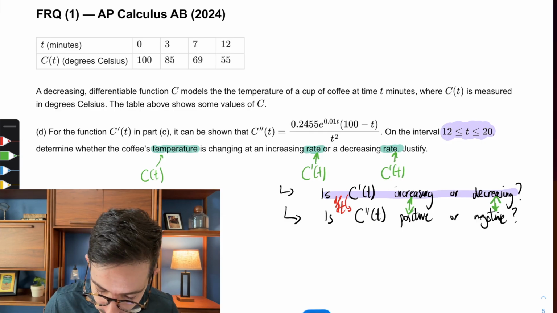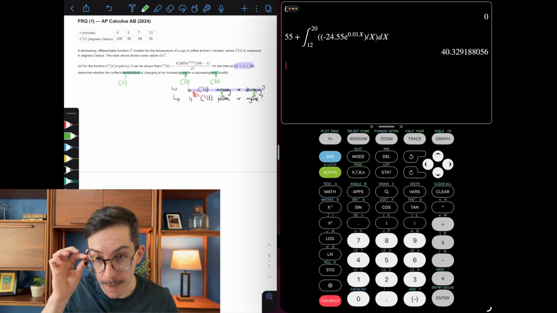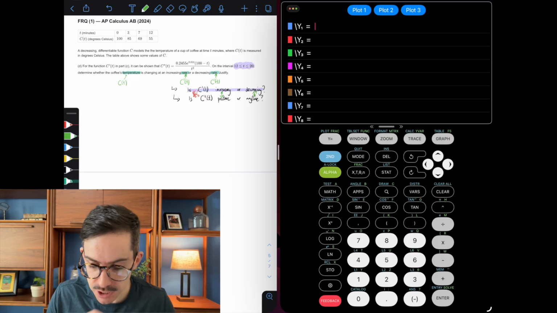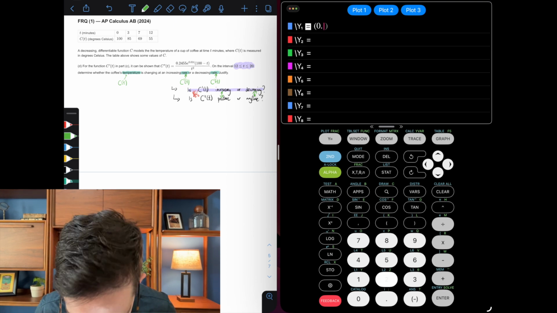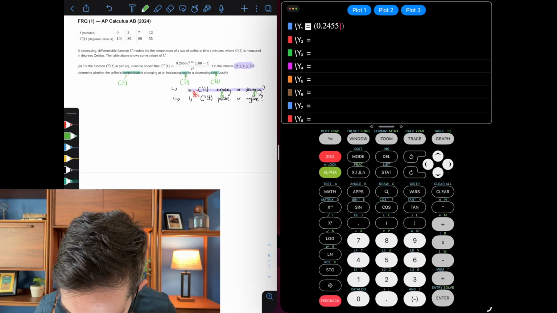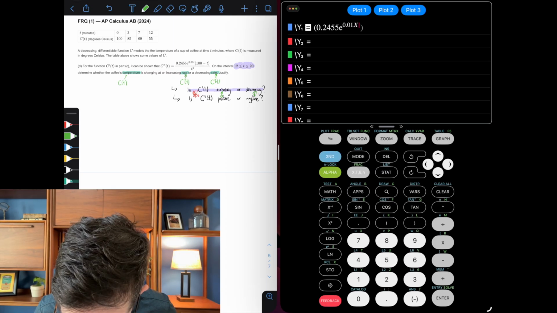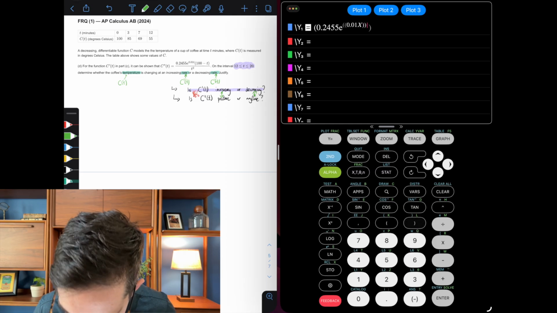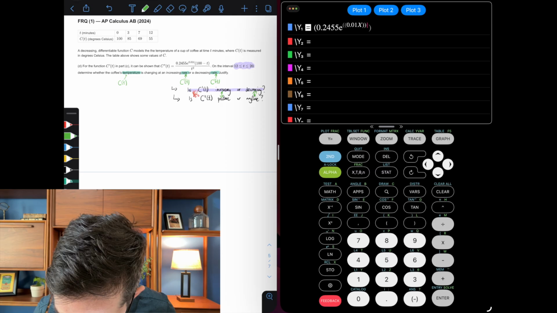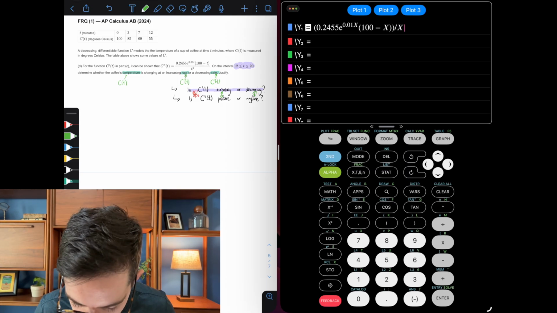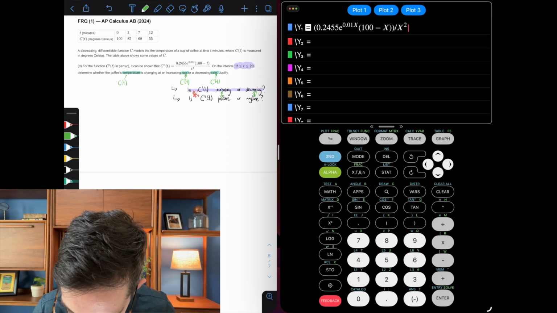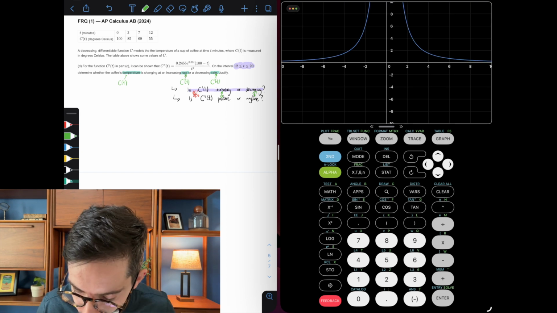That's a justification they'll accept from me, because I don't need to say, look at the calculator. So let's pull up the calculator and graph this function C double prime. I'll hit Y equals because I want to graph, and input this expression: 0.2455 times e to the power of 0.01 times my variable, times the factor 100 minus the variable, divided by the variable squared. So let's see what this function is doing when I graph it.